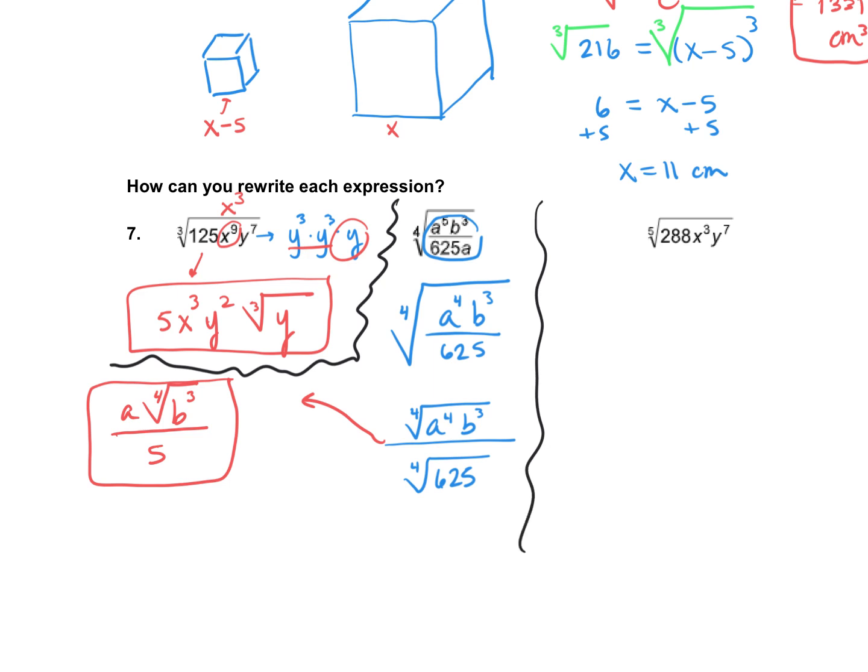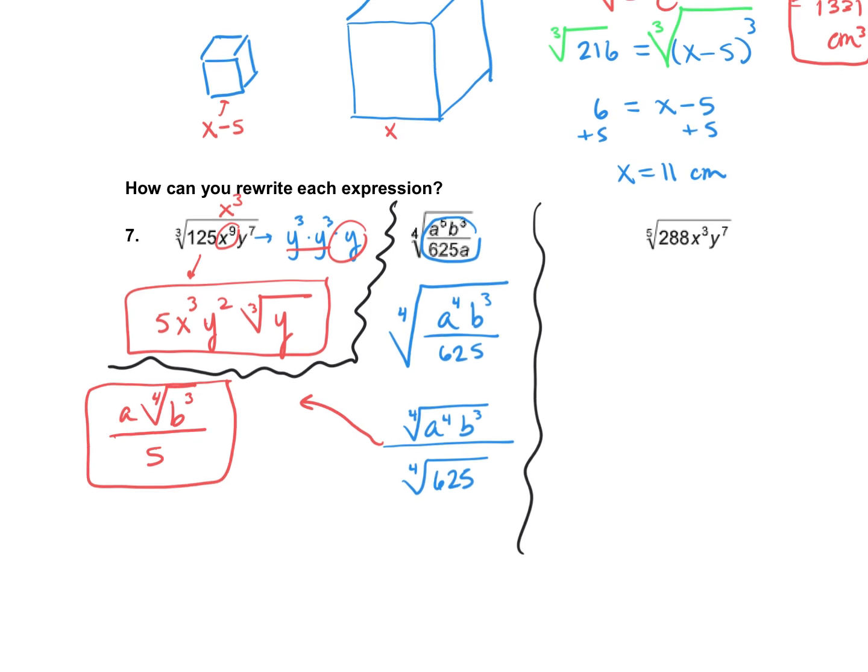All right, last problem for this first side. We're taking the fifth root of this whole term, 288 x to the third y to the seventh. So first thing we can check is, can we take the fifth root of 288? And when we try that, we get a decimal. So it doesn't fifth root evenly, so we are going to reduce this.